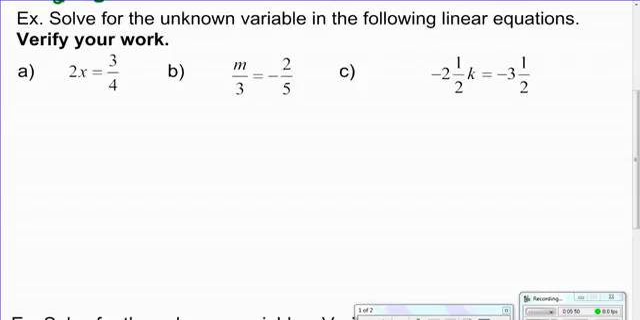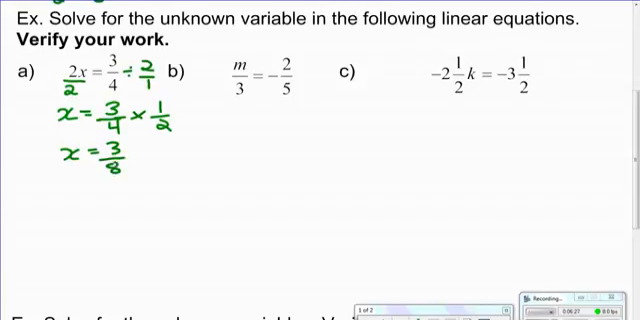And so the way that we can do that is by getting rid of the coefficient. And so if it's being times by 2, we need to do the opposite. We are going to divide by 2. So if you remember what we did just above, in order to divide a fraction, it's the same as multiplying by the reciprocal. So 2 divided by 2 leaves us with 1x. On the other side, we have 3/4 times 1/2. So x equals 3/8.